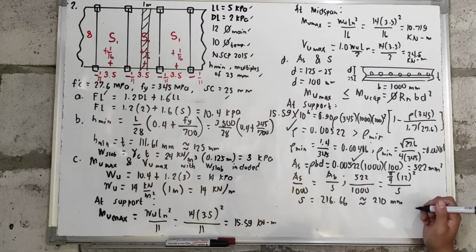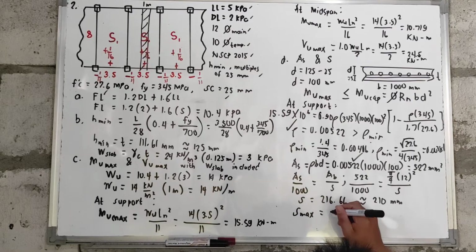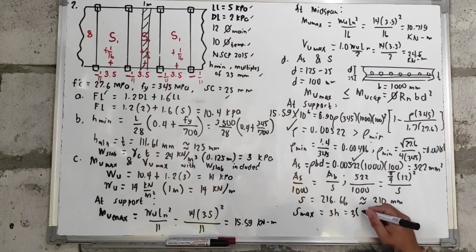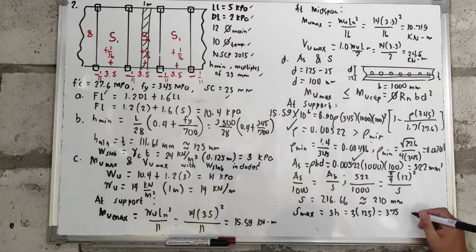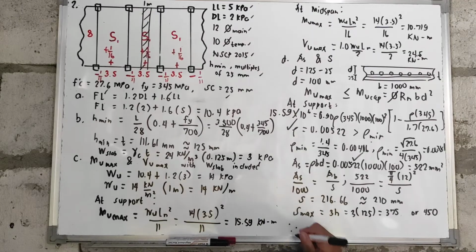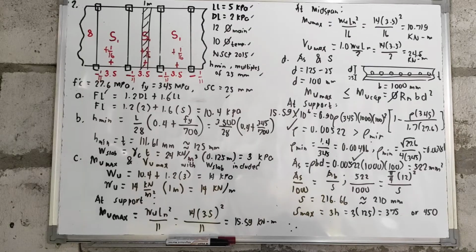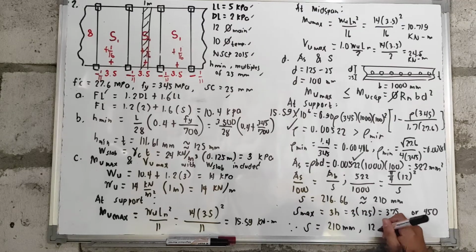And after natin makuha yung actual spacing, ico-compare natin yan to the value of your S max, which is equal to 3H. So 3 multiplied by 125. So you will have 375 or yung 450 mm. So etong tatlong to, 210, 375, 450, gagamitin natin dyan yung smallest. So gagamitin natin S is equals to 210 mm, 12 mm diameter on centers.